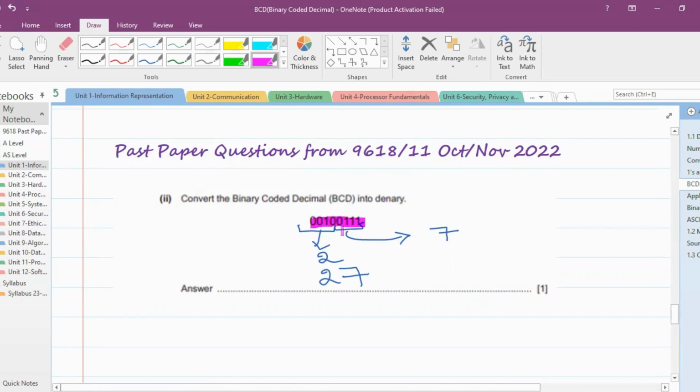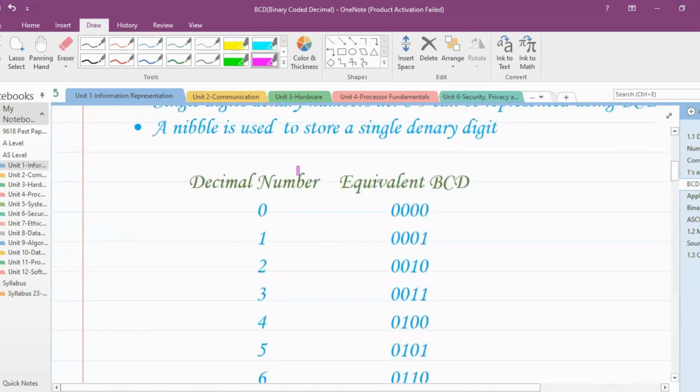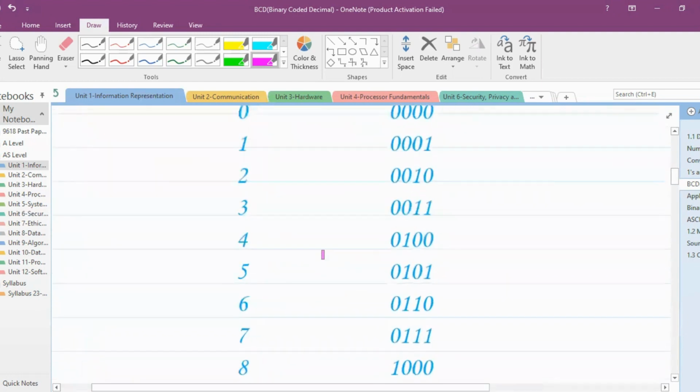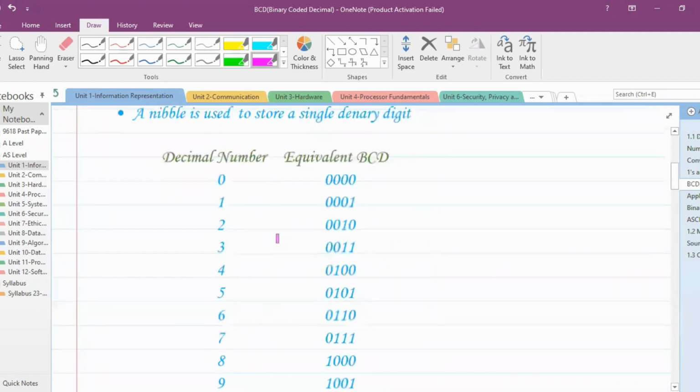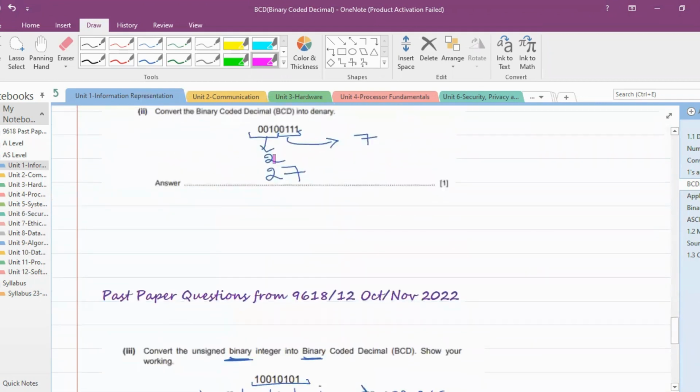Very simple question. So what do we do? We just take the first nibble, and we look for its equivalent in the conversion table that we created here. Then we take the next nibble and look for the equivalent value here, and we write it. So this is 7 and this is 2. So 27 is the answer. You get full marks if you write the correct answer.